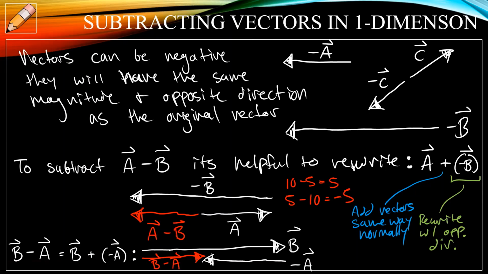And notice that just like in the example with 10 and 5, doing 10 minus 5, I got a positive 5. Doing 5 minus 10, I got a negative 5. So the difference between these two numbers was just a negative sign. It's the exact same thing here with these vectors, in that a minus b and b minus a have the same magnitude, at least they should if I drew it perfectly to scale, but they have the opposite direction, which is the same thing that you see whenever you're subtracting two numbers.